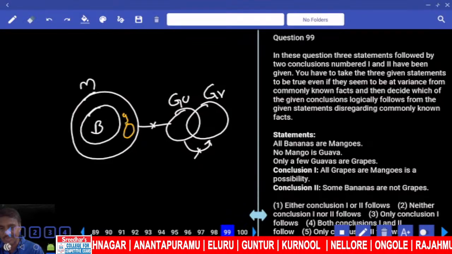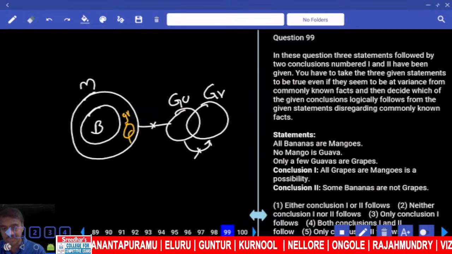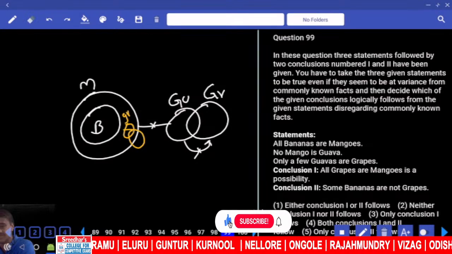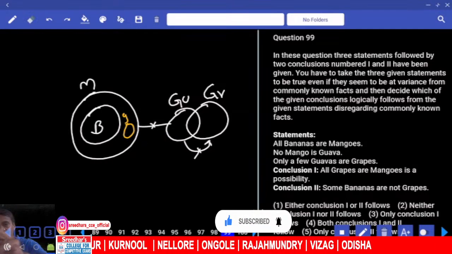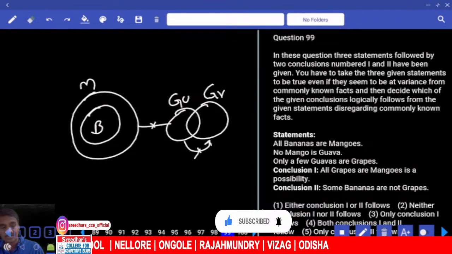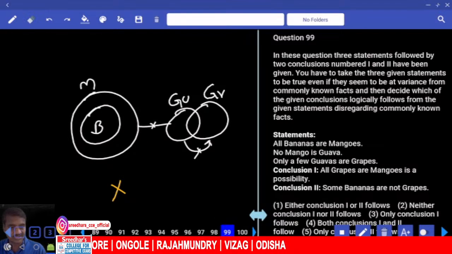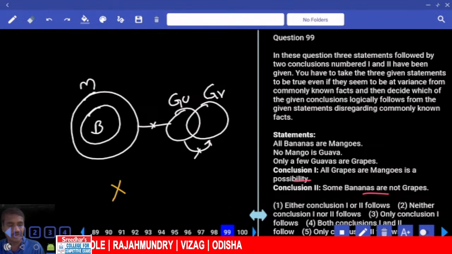Can we write grape like this? Now if you write grape like this, along with this grape, you need to have guava. Is it possible to write guava here? No. Hence not possible. The question is about possibility or not a possibility? Possibility. Possibility, and this is wrong. Some bananas are not grapes, that is true. To make this one, all bananas are grapes. Possible or not possible? All bananas are grapes.